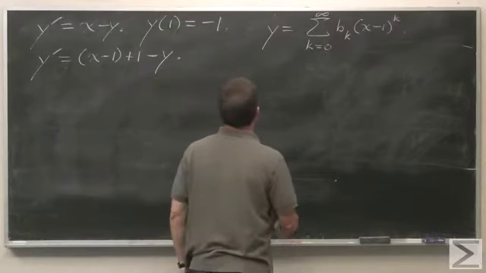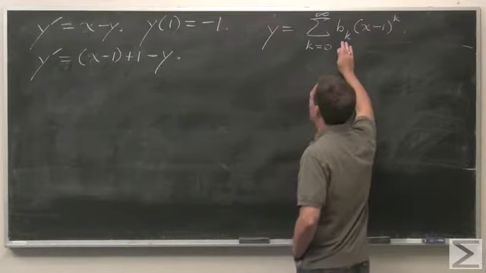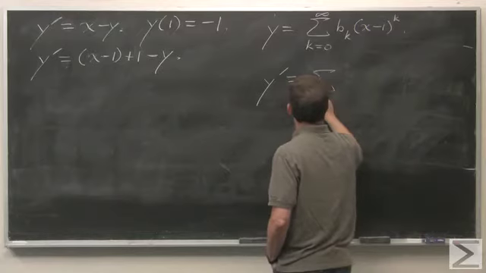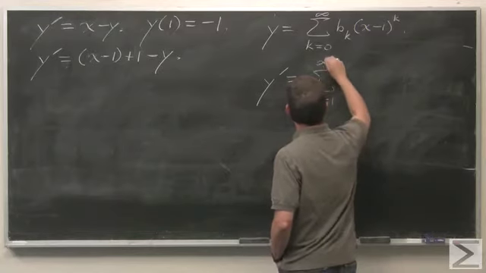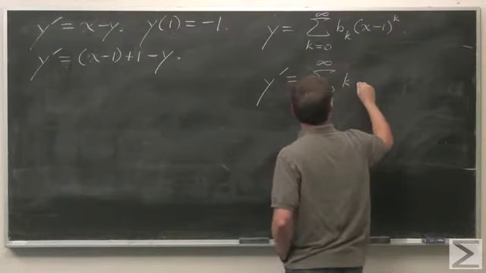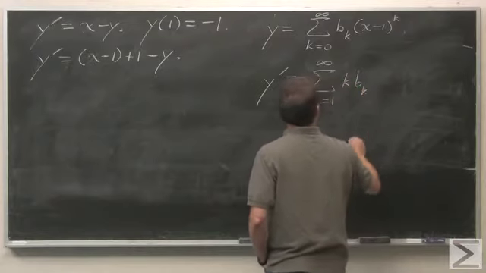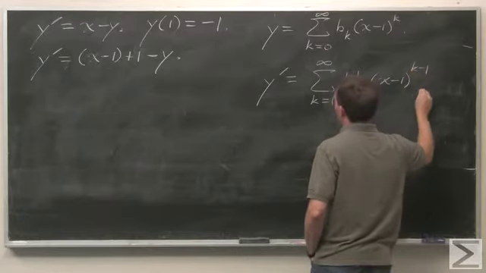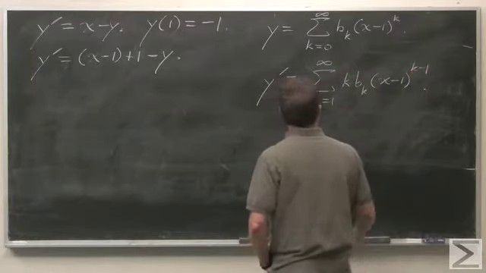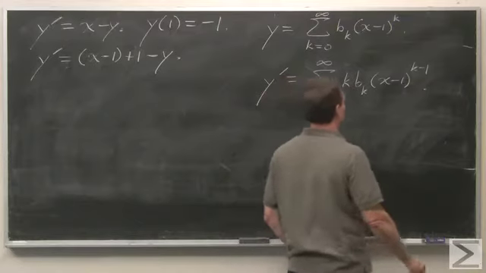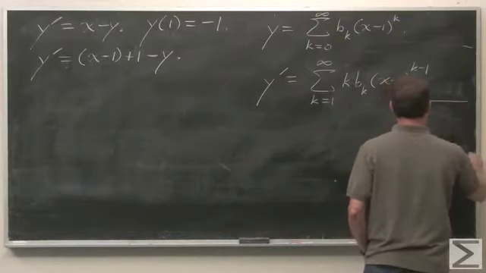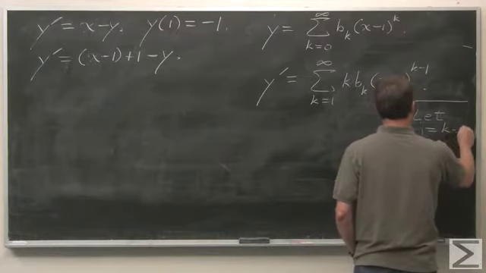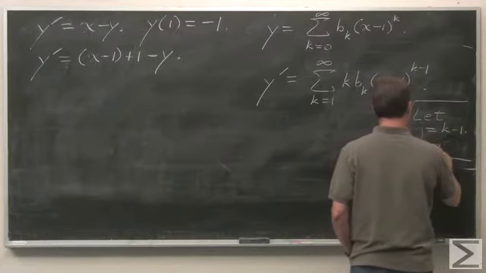So you just do what we did in the last example. You calculate the derivative. So y prime is the summation starts at 1 because the constant term went away. You do the power rule. You get k, b sub k times x minus 1 to the k minus 1. I will re-index this with j again, so I'll let j equal k minus 1, so that k is j plus 1.